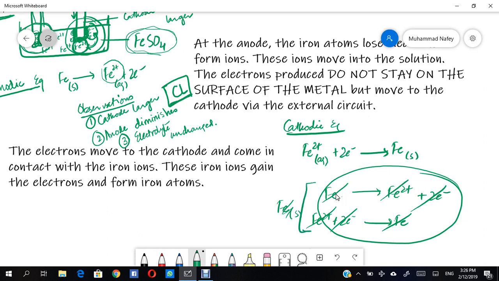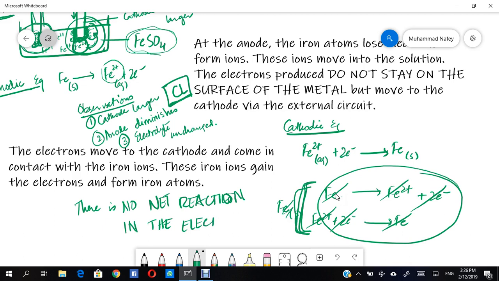Remember, these equations basically tell us about the situation of the electrolyte. So because everything cancels out, we come to the conclusion that there is no net reaction in the electrolyte. Now, this may seem extremely insignificant and frivolous, but this actually has a lot of importance. And in the next video, we'll be studying the applications of electrolysis using active electrodes.